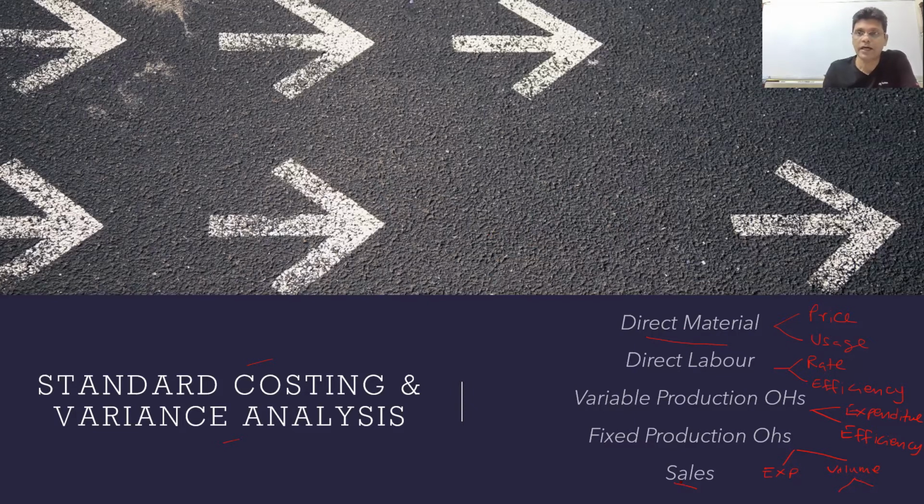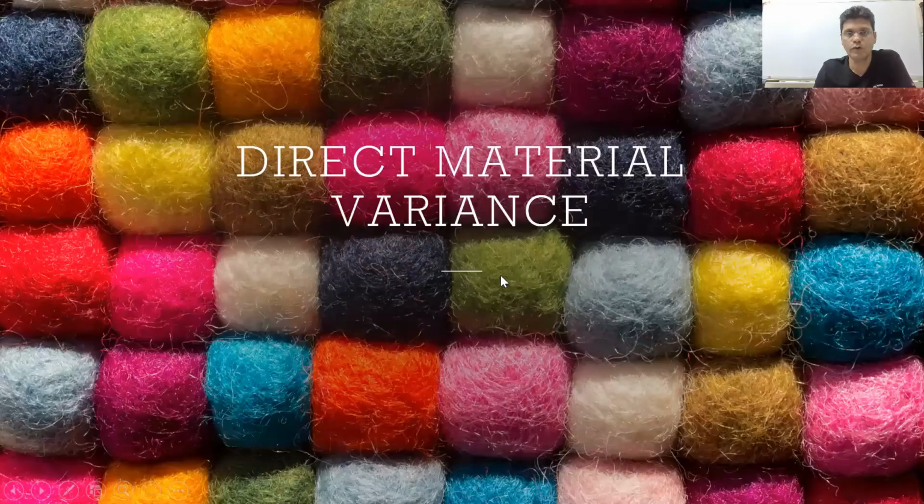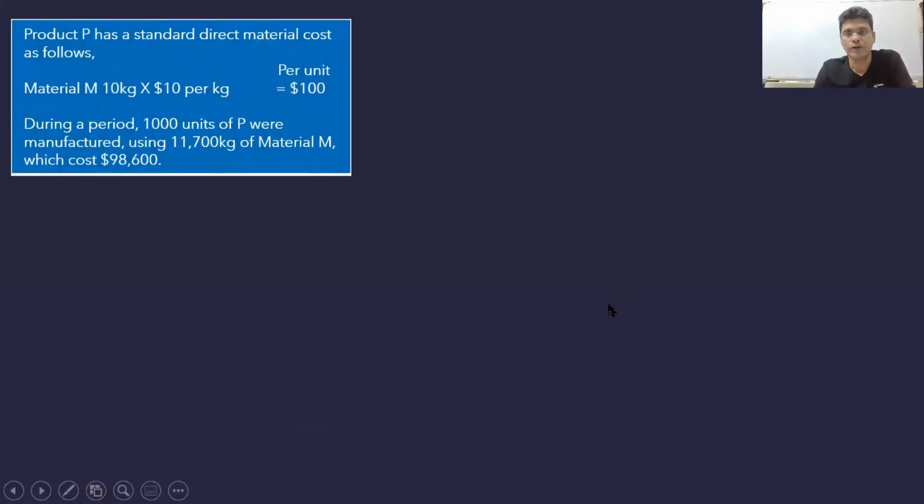Okay, so these are the types of variances that we are going to look at under standard costing and variance analysis. So first and foremost, let's move on to the first one, the direct material variance. In order to understand this concept, let's go through a question. I have selected one question, and through it we'll try to understand the concept.